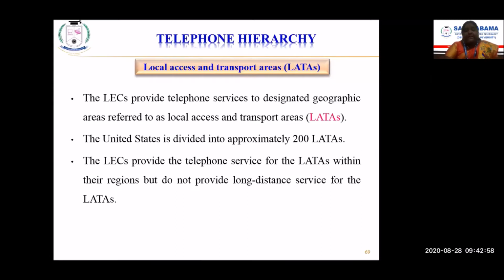So for example, in the United States, they have divided approximately 200 local access transport areas. Similarly, in our location also, we have certain areas divided. So the local exchange companies provide service for the local access transport areas within that particular region, but do not provide long distance services. There is a limit for the coverage area of these local access transport areas, which is provided by the local exchange companies.